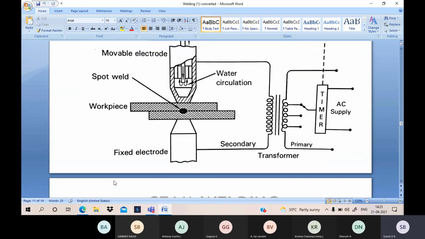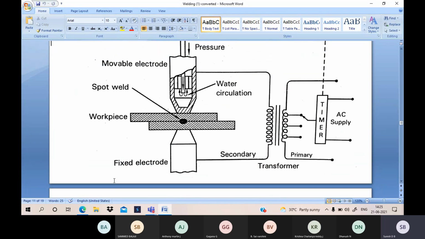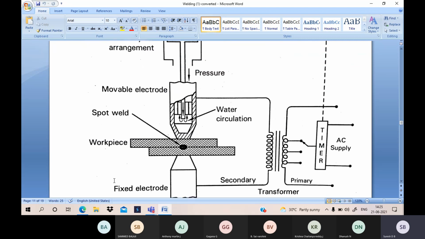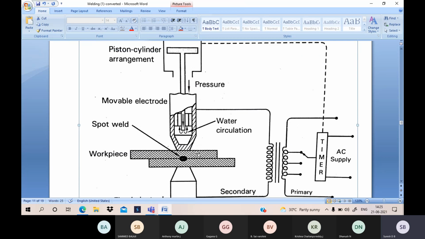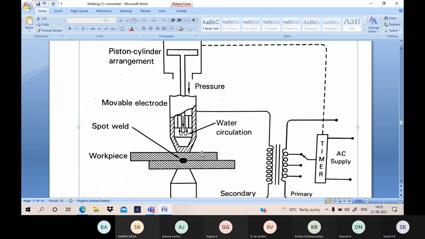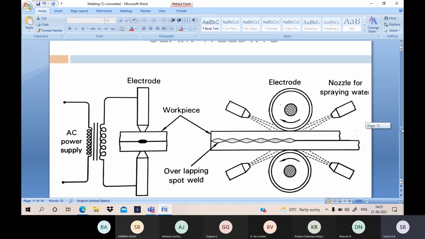Only at a certain point does the welding process occur. That type of welding is called spot welding. Due to external force or external pressure, the weld is produced at a single point. Here we can use only an AC power supply. Along with AC power we can use a timer. In the timer we can set the time.